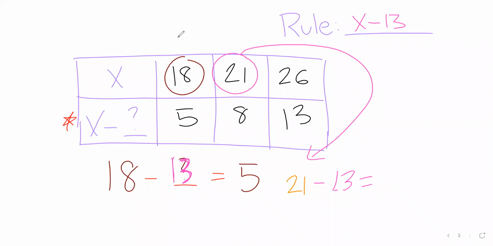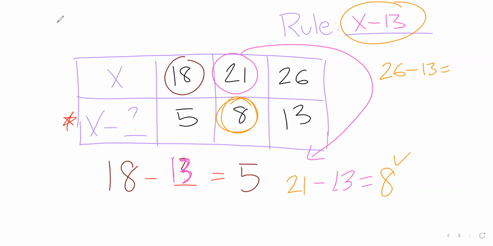It already tells me that. Oops, I didn't mean to erase that. I was actually trying to highlight it. It already tells me it's 8, so we put 8 here. And then we just see, is that a true statement? 21 minus 13 is 8. That is true, so this checks off. My rule does work. And I can even see it up here. It says 26 minus 13 equals 13, and that is a true statement.